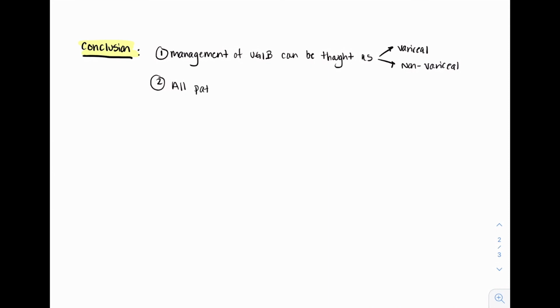In conclusion, the management of upper GI bleed can be thought of as variceal and non-variceal bleeding, which can help us to remember the unique aspects of treatment. All patients with upper GI bleed should receive IV proton pump inhibitor and a GI consult for consideration of endoscopy.